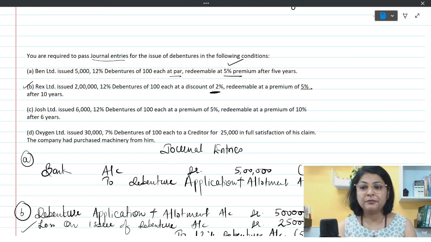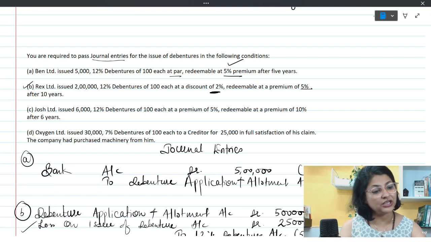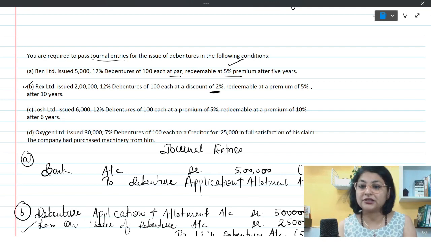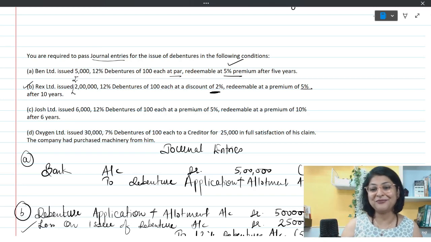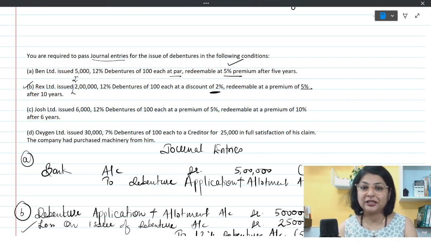Okay, we will pass the entry. There are 2 lakh debentures. Let me just check with the question. Okay, sorry, one figure is missing over here. These are rupees 2 lakh, because otherwise it will become a very big figure, too many zeros will come. So rupees 2 lakh will be divided by 100 first, which means it will become 20,000 debentures.